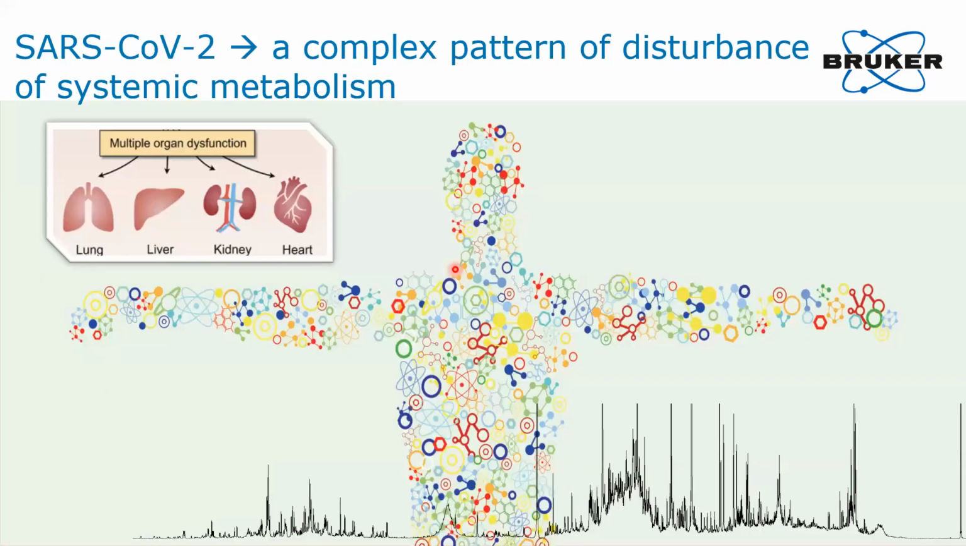So as we know, COVID-19 affects the human body in a very complex way. Infection with SARS-CoV-2 may lead to multiple organ failure, especially in severe cases. Hence, these are critically ill patients. So it will cause a complex pattern of disturbance, especially related to systemic metabolism. It means that it will affect the whole body instead of just affecting the lung only.